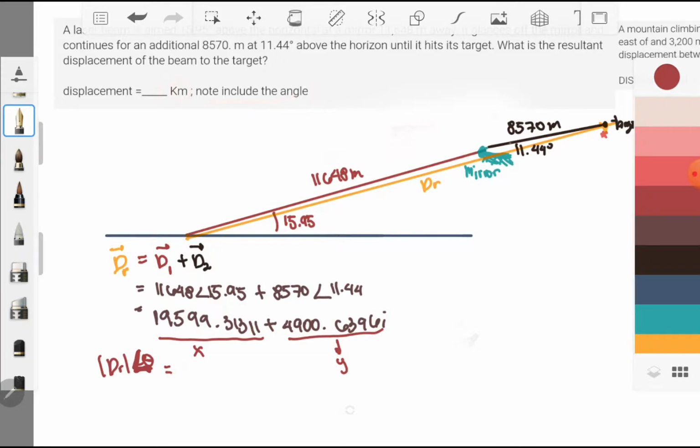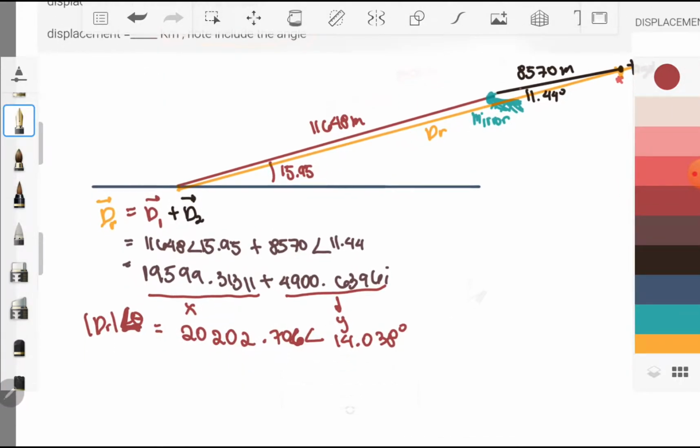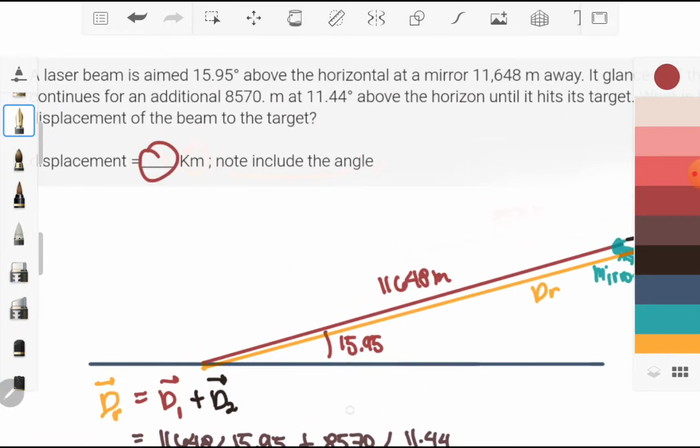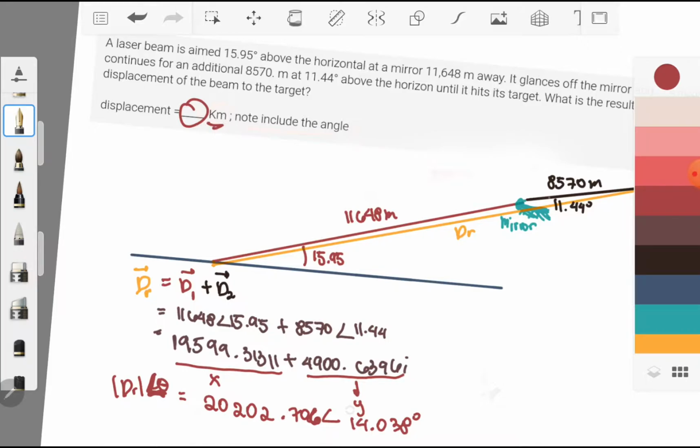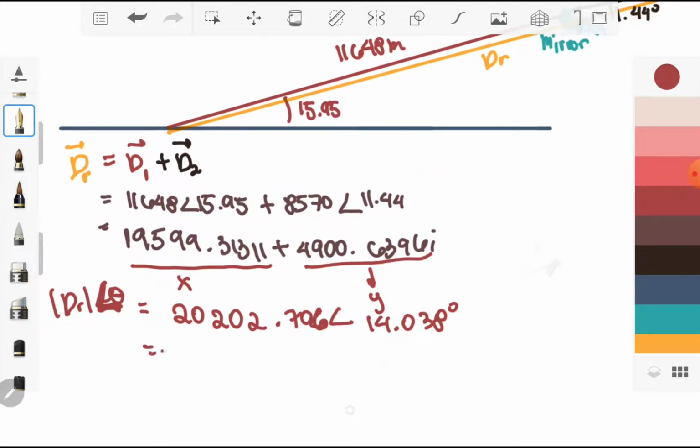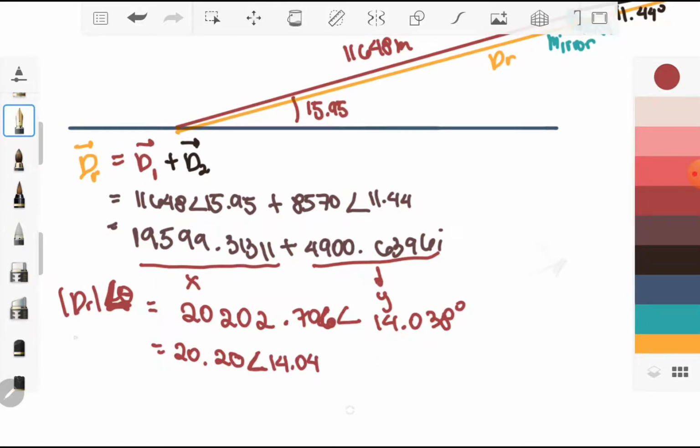You can see that using shift 2 3, the answer you get is 20,202.706 angle of 14.038 degrees. But particularly based on our notation in our LMS, what we want is the displacement in kilometers. So therefore we will have a value equal to 20.20 angle of 14.04. This is our dr, this is the magnitude, and this is the angle.